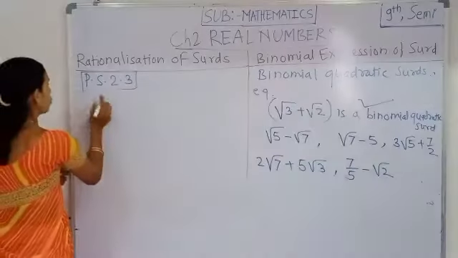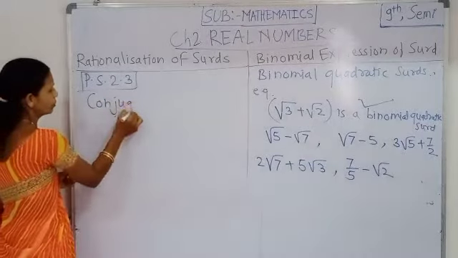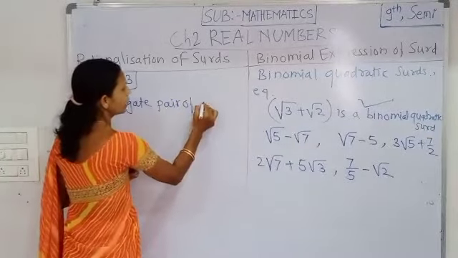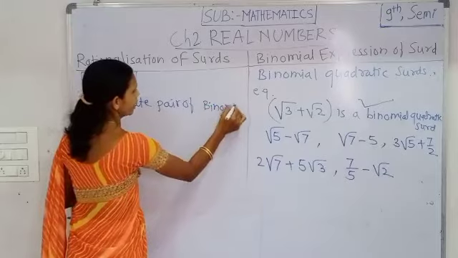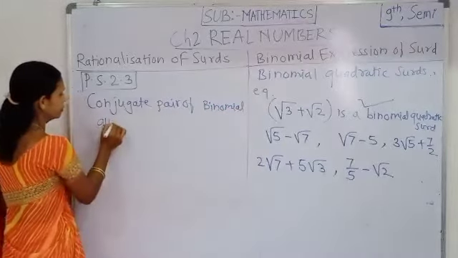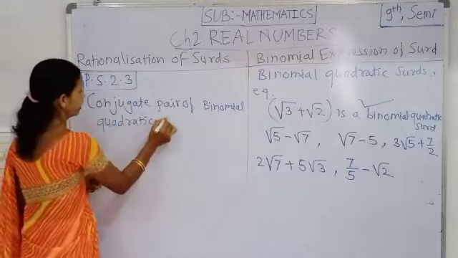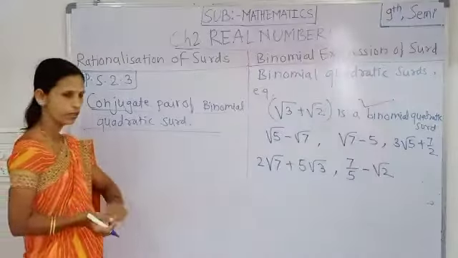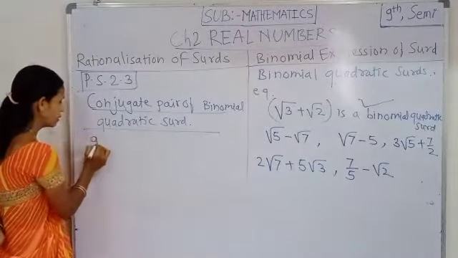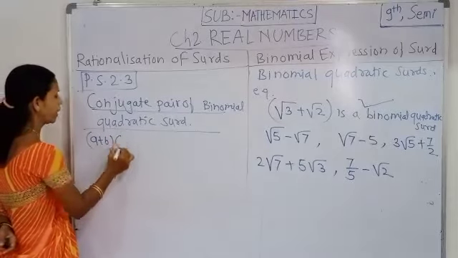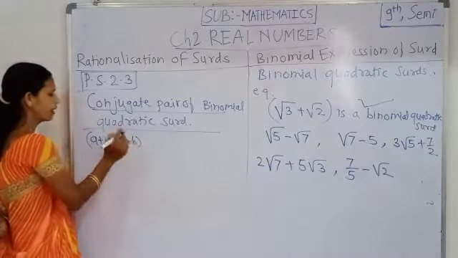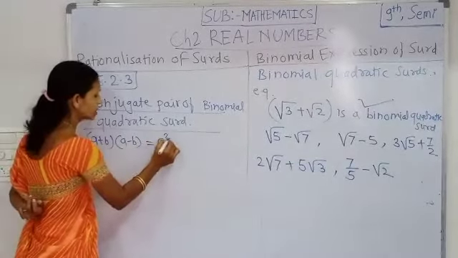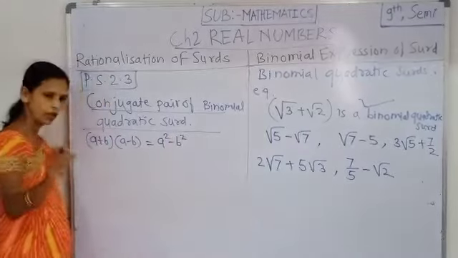Then one more concept I am going to discuss with you, that is the conjugate pair of binomial quadratic surds. See here, conjugate pair of binomial quadratic surd. See here, taking one example, all of you have studied that a plus b in brackets, a minus b in another bracket, then we get the expansion, that is a square minus b square, like that.